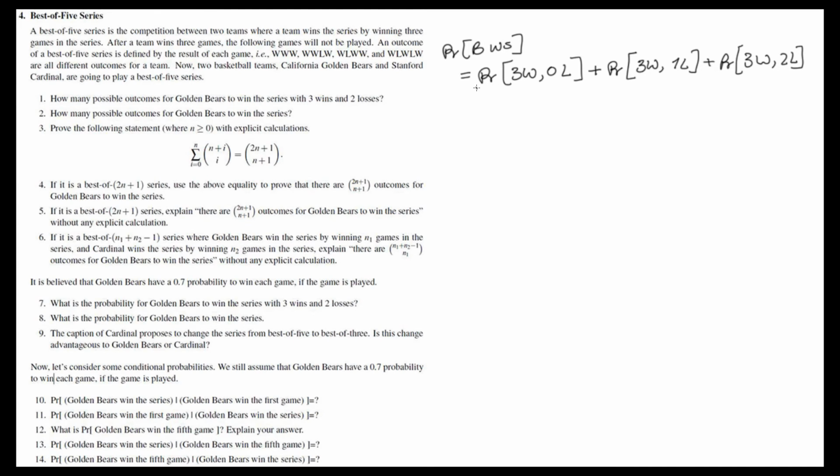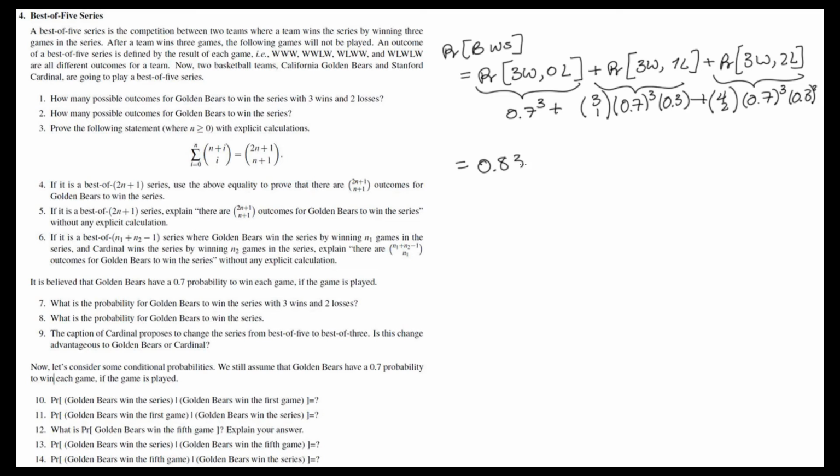So to have 3 wins and 0 losses, this is going to be 0.7 cubed because they have to win all 3 of their games. We saw from the previous question that this will be 4 choose 2 times 0.7 cubed times 0.3 squared. And by similar logic to part 7, this part here will be 3 choose 1 times 0.7 cubed times 0.3. When we add all of these together, we get approximately 0.837.